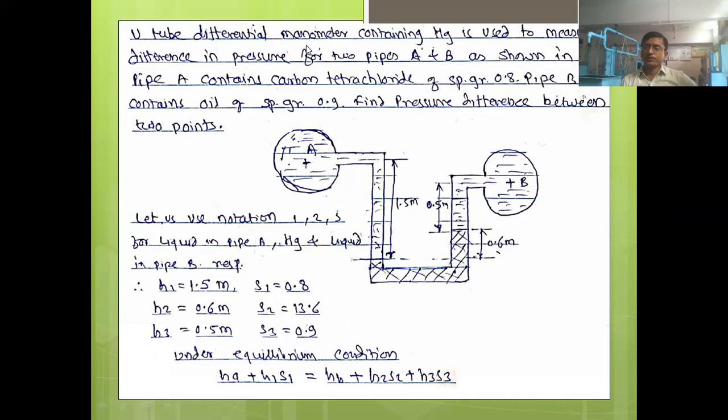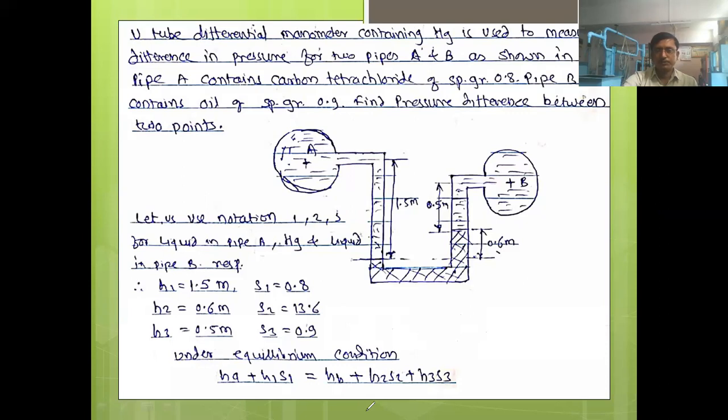Right. Now use any one condition: under equilibrium, the pressure intensity or pressure head in the left limb must be equal to the pressure head in the right limb above the datum. But if you are using any one method, stick to that method, because using both methods will be somewhat difficult. If you use a single method, you will become more proficient in it, and it will take less time if you practice using only one method.